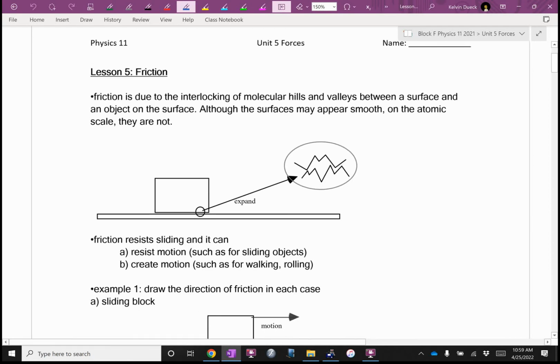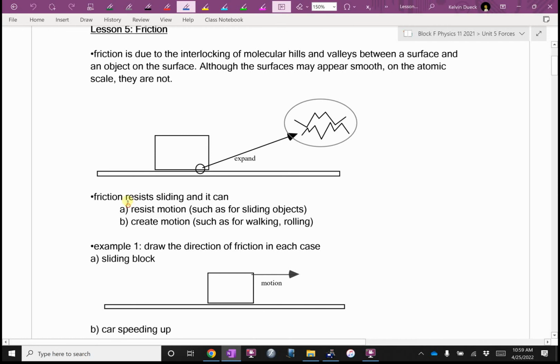The key idea is this. Friction resists sliding. That's the direction of friction. Ask, which way is this object sliding, or which way does this object want to slide? Friction's pointing in the opposite direction. And so because of that, it can resist motion, like when you're trying to slide the gym benches across the floor. It can also create motion. Friction is what pushes you forward when you walk.